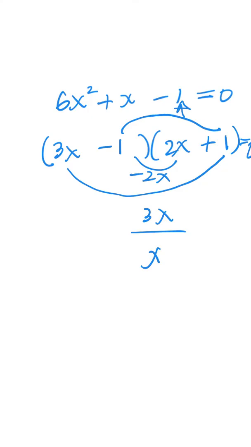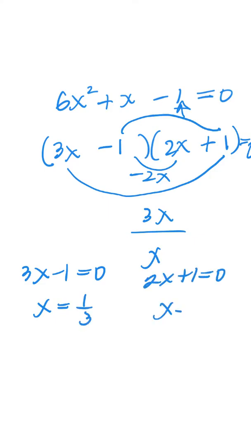Setting each factor equal to 0, we have 3x minus 1 equals 0, or x is equal to 1/3. And then 2x plus 1 equal to 0, we get x equals minus 1/2. So that gives us all our zeros. We got x equal to negative 5, 1/3, and negative 1/2. So notice that 1/3 and negative 1/2 were part of the possible answers that we had when we first wrote out all the possible roots.